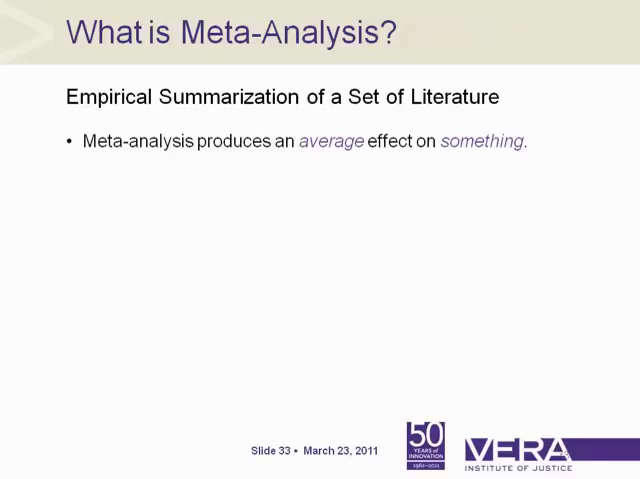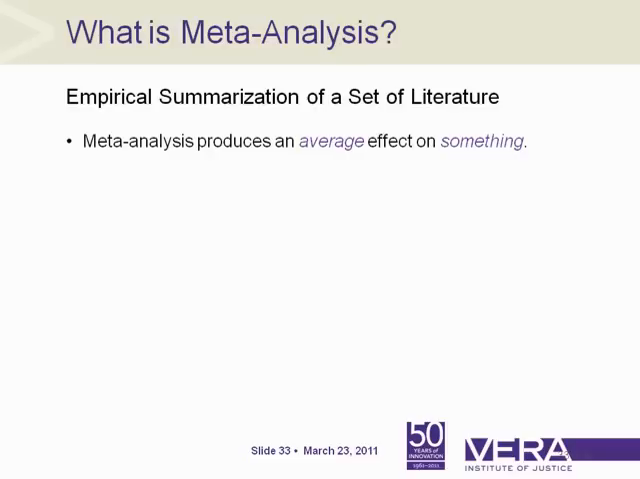So talking about meta-analysis, what is meta-analysis? It's an empirical summarization of the literature. So it's different from, say for example, a literature review where you're sort of summarizing anecdotally what the literature says about the effectiveness of a given program. The difference is that you're mathematically coming up with an average effect on something, whatever that outcome is.